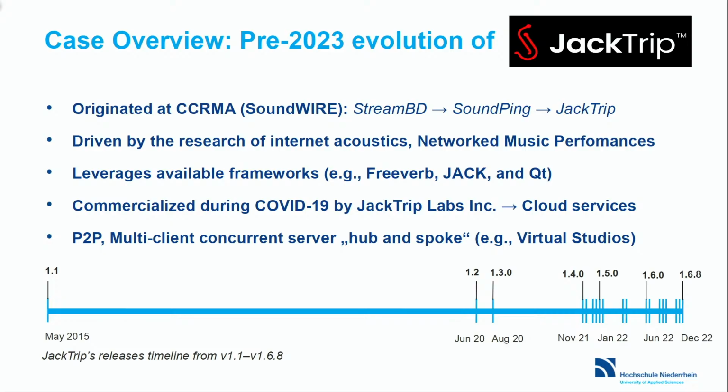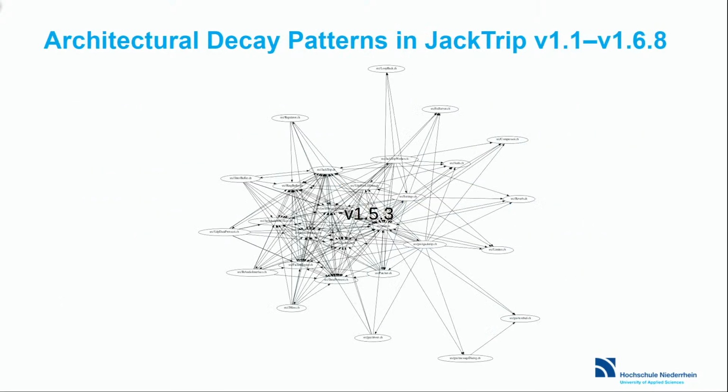In the timeline below, you can see that there are some periods where there wasn't much development happening, and JackTrip was rather used as a tool to enable network performances. And then the evolution accelerated during the commercialization phase in the pandemic. Focusing on this period, we can track the introduction of new modules or clusters and dependencies.